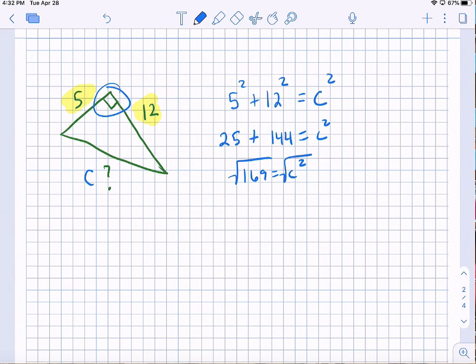Take the square root of both sides. Might need a calculator for this, that's fine. Square root of 169 is 13. So my c value is 13. Remember, no negative, because that would not make sense in this problem.